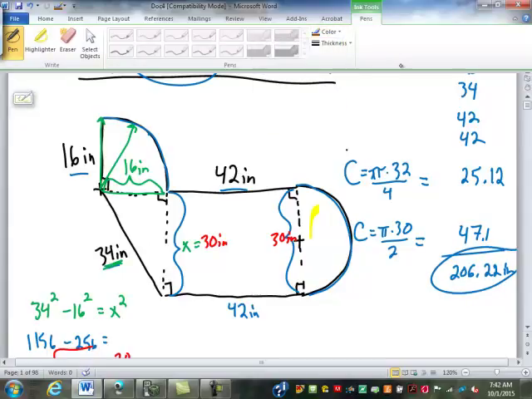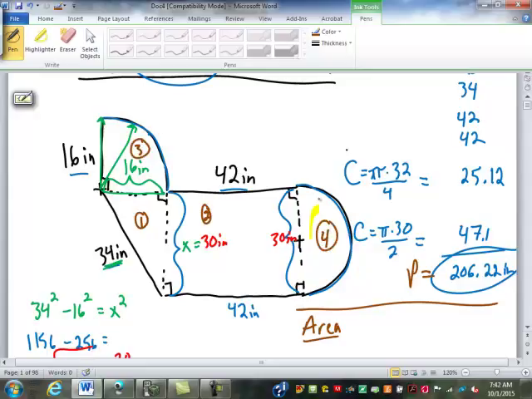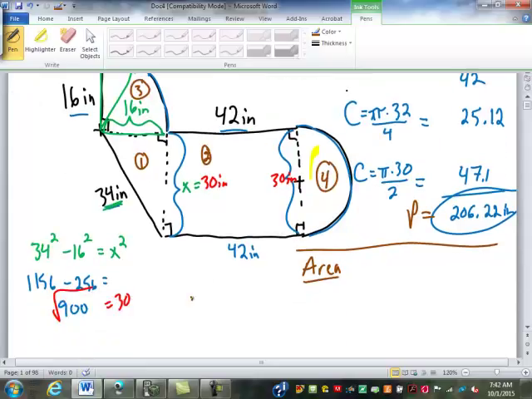Now for area, so that's the perimeter. For area, we have 4 pieces to worry about. We have the triangle, the rectangle, the quarter circle, and the half circle. The triangle, now that we've got 16 by 30, why do I have to use those two sides and not the 34? They form the right angle. We always have to have 2 dimensions that are perpendicular for area. So it's going to be 16 times 30 divided by 2, otherwise known as 240 square inches.